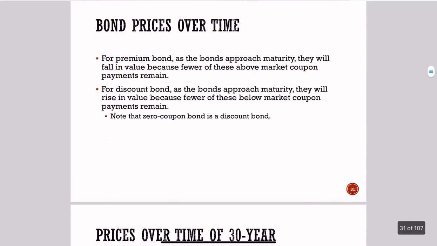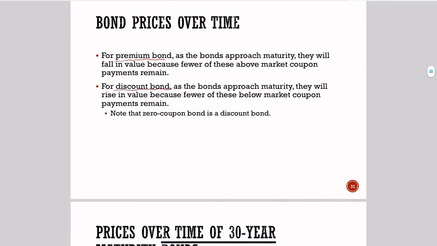Okay, now let's consider how bond price changes over time. I'll first state the result. Then I will give you the intuition. Why do you get these results? So first, for a premium bond, as the bond approaches maturity, the premium bond will fall in value. That is, the bond price will decrease. Now, for a discount bond, as the bond approaches maturity, the price will actually increase.